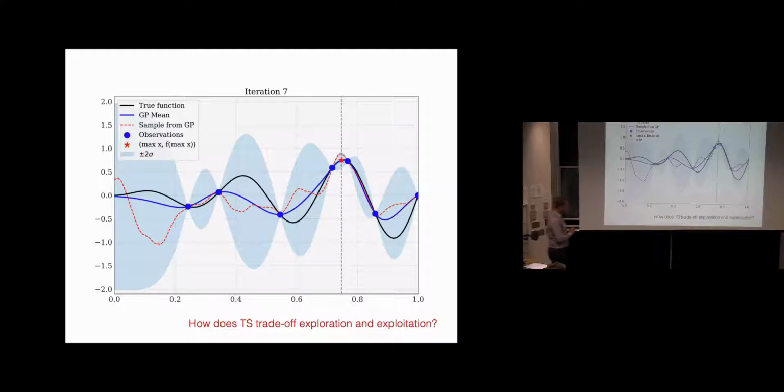Expert question: how does Thompson sampling trade off exploration and exploitation? Any ideas? How does Thompson sampling make sure? I mean, it's easy to see how Thompson sampling samples good areas, right? Good areas are something where the realization likely has a high value, so definitely sample these areas. But how does Thompson sampling actually sample areas which have large uncertainty? Why should it ever sample there?